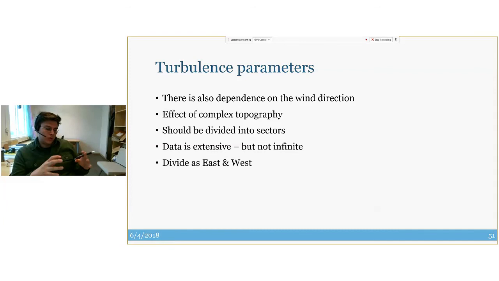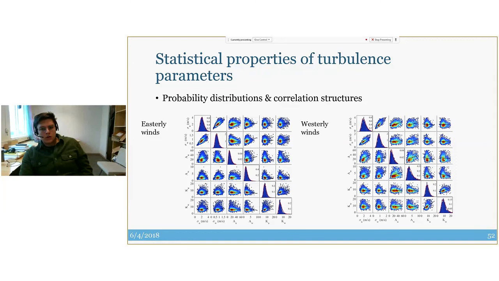So ideally, what we would want would be dividing this data into many sectors representing different directions and different topography. But even though our data is quite extensive, it is not infinite, so we have to stop somewhere. So we decided to just use east and west as different directions. So here you can see the statistical properties of these six parameters. You have the probability distributions on the diagonal, and the correlations on the off diagonal. You can see some of them can be considered independent, but some of them are highly dependent on each other.